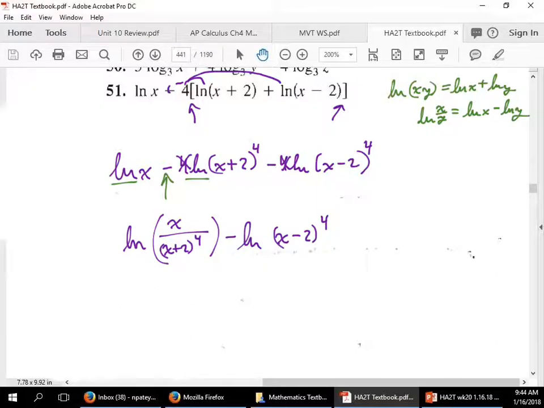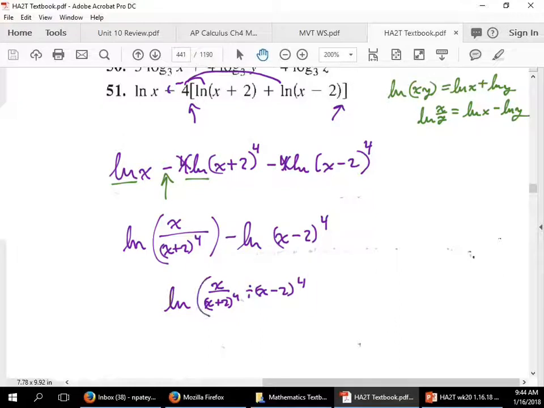I'm going to continue going backwards because I see this minus and because I see 2 logs. I'm going to combine those logs and I'm going to take what's inside and divide what's inside these logs. So that's kind of weird. How do I divide by this? It goes like this: x plus 2 raised to the 4th, and I'm going to divide that by x minus 2 raised to the 4th.